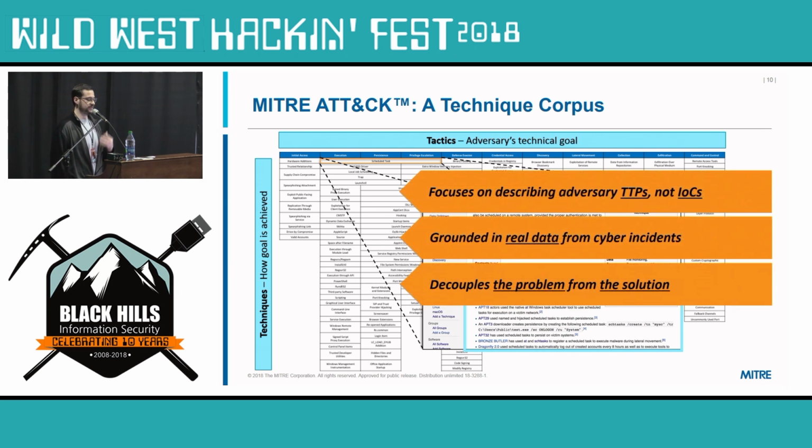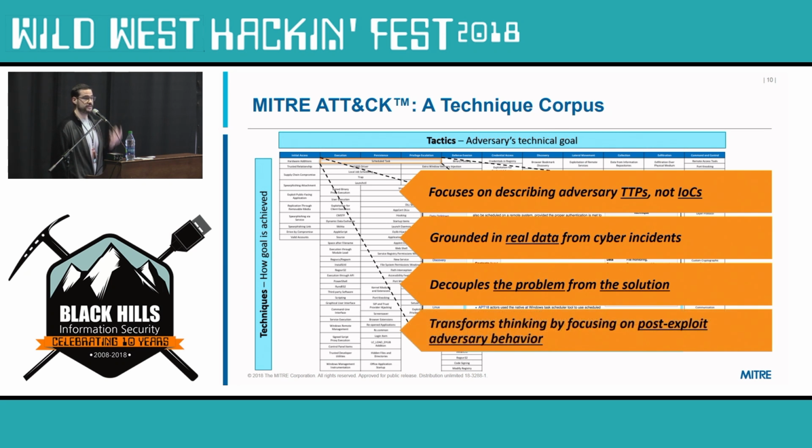Some key things about ATT&CK is that it describes adversary TTPs, not IOCs. It's grounded in real data from cyber incidents, so it's not like theoretical attacks. It's like, these are real things that we've seen adversaries do. It decouples the problem of what adversaries are doing from the solution, whatever defensive solution we want to deploy. And this is another great thing about ATT&CK, is that a lot of people might say, from a blue team perspective, here's how I want to use ATT&CK, but we can also use it from a red team perspective. And then lastly, it transforms thinking by enumerating post-compromise adversary behaviors. So anyway, that's a very quick bit about ATT&CK.